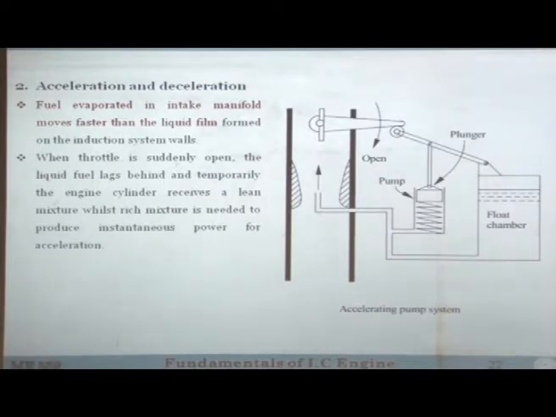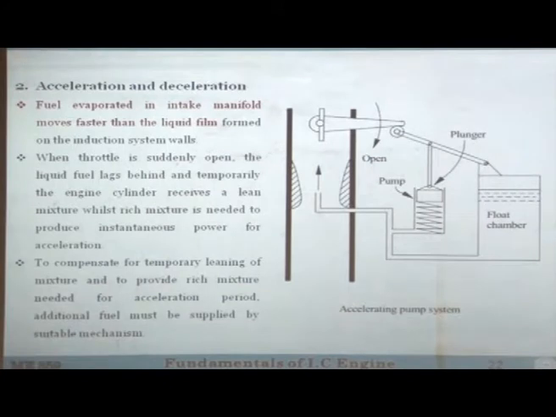Okay. Now, during deacceleration you have reduced, but there is still a lot of film. So, in the acceleration condition, the mixture becomes leaner than what is expected. In the deacceleration condition, it is just the reverse of it. It becomes richer than what is expected. Okay. So, to compensate for the temporary leaning of the mixture and to provide a rich air-fuel mixture for the acceleration period, additional fuel must be supplied by a suitable mechanism. Okay.